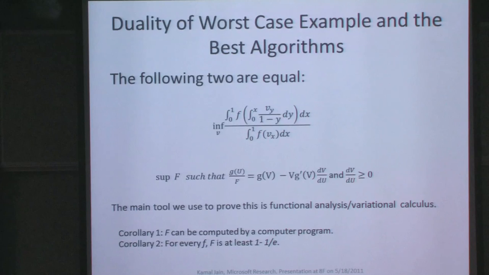And the second corollary, this factor f is at least 1 minus 1 over e, so you don't have to depend upon the Mark Braverman complicated proof, which I never understood, and I think he can't repeat it either. You don't have to depend upon that proof.